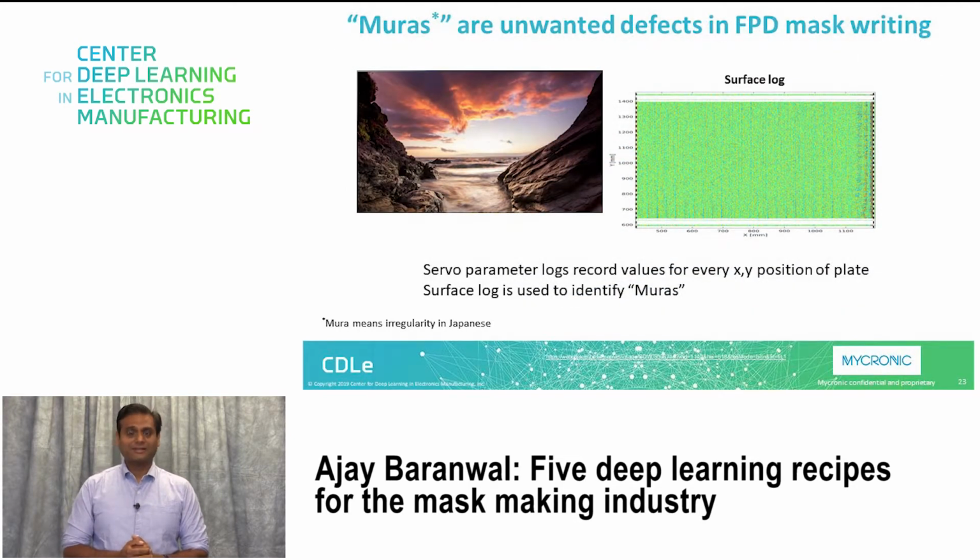So for flat panel, muras are irregularities or defects in the mask writing. When the mask is being written on the panel, at every XY position there are some parameters which are recorded, which could be the deviation from the expected one, and those deviations are color coded to a surface log, and then we use the surface log to find the anomalies or outliers.